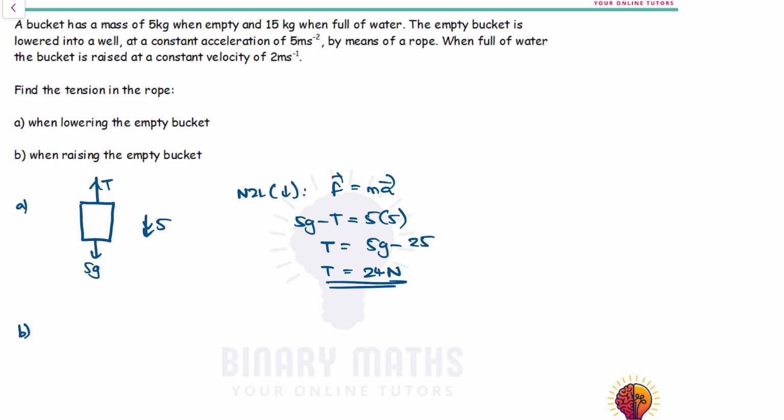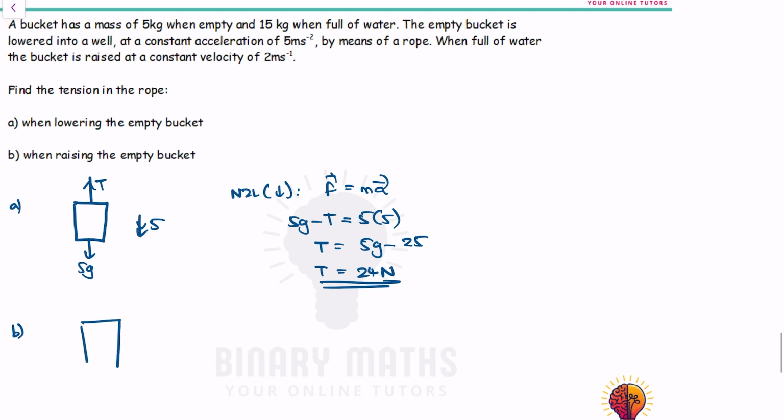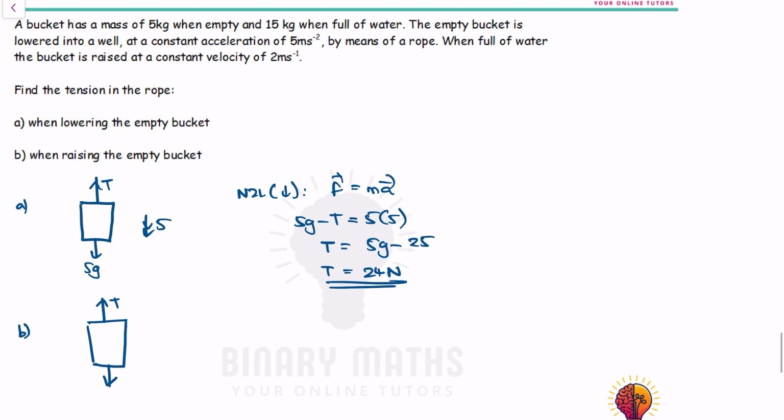B, when raising the bucket. So we've got the bucket now, but now it's feeling tension, obviously. Now when it's full, it says it's 15. It says when raising the empty, but I think it's supposed to say when raising the full bucket. So the full bucket will weigh 15g. And it's moving up with a constant velocity of 2 meters per second. Now, constant velocity means acceleration is equal to 0.